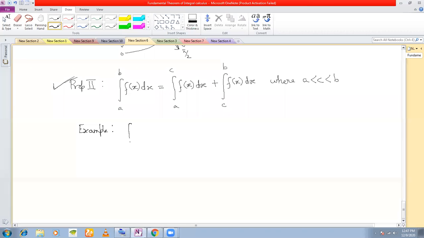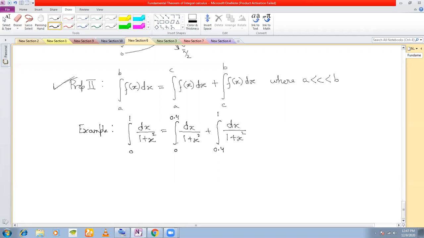Suppose I want to integrate integral 0 to 1 dx by 1 plus x square. Okay, suppose I want to integrate this. Then what I can do is take any point between 0 and 1. So let's say I take 0 to 0.4, 1 by 1 plus x square, and then 0.4 to 1 dx by 1 plus x square.